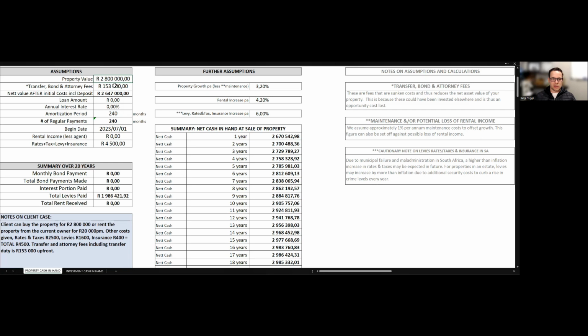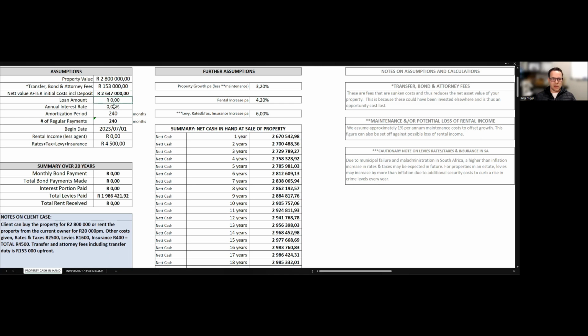The transfer, bond and attorney's fees up front is 153,000. Although there's no bond, if there was a bond, the cost would have been around 203,000, so it's slightly less. The bond value or the upfront cost value actually reduces the property price. The reason why I do that is if you didn't have to pay that upfront cost compared to an investment, that value actually is a sunken cost, and it's an opportunity cost that you lost. You could have invested that money elsewhere, but in this case, you've given it to the government for transfer duty and for an attorney to do the transfer.